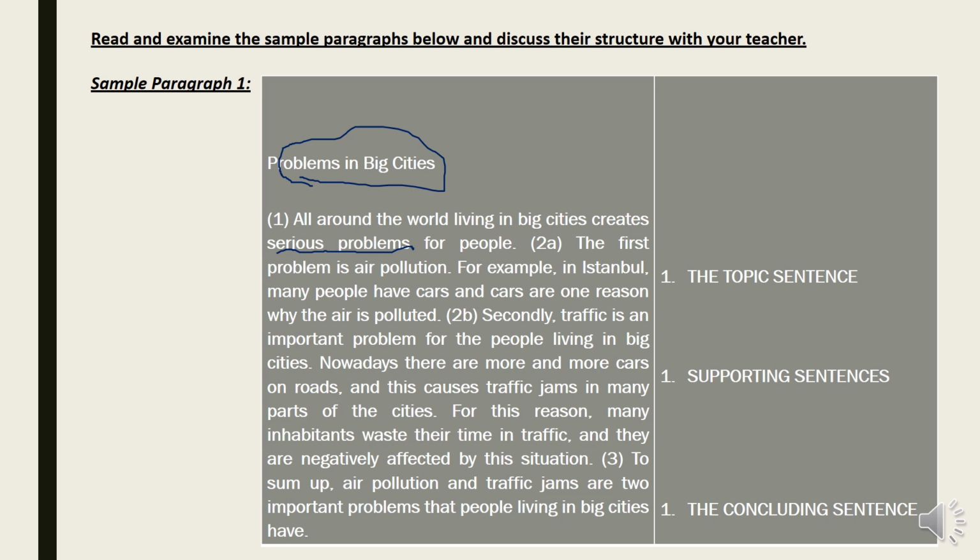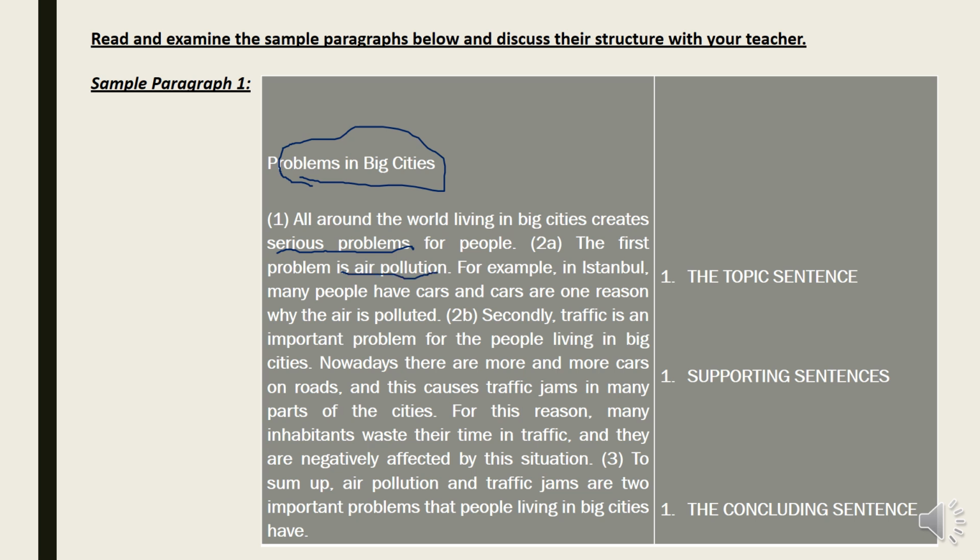Now we are going to move to the supporting sentences. What are the supporting sentences? I'm going to talk about the problems that people face. So the main idea is that people are facing serious problems in big cities. In the supporting sentences, we have to talk about these problems or explain these problems. Let's start. The first problem is air pollution. This is the first supporting sentence.